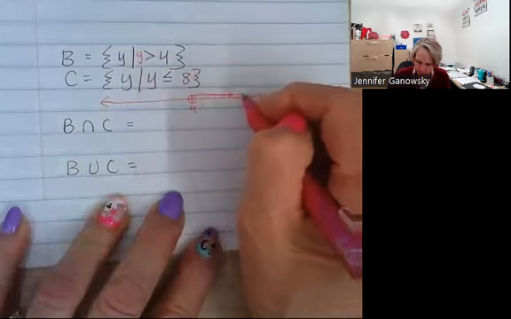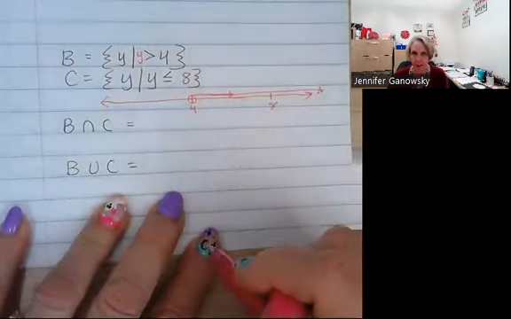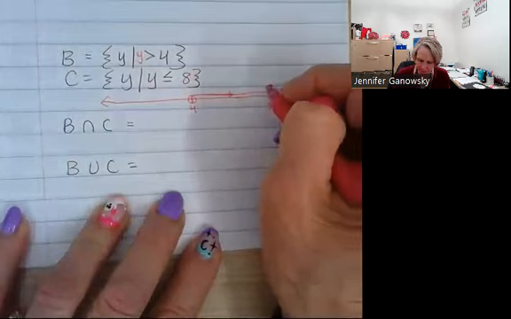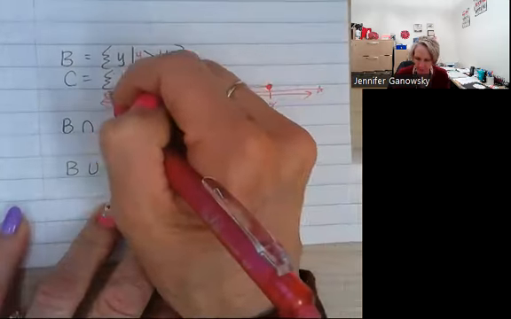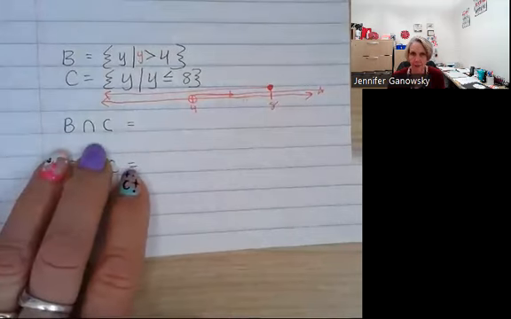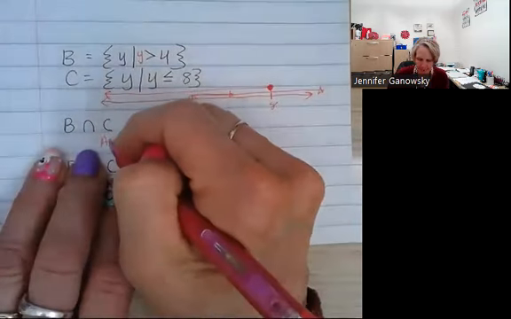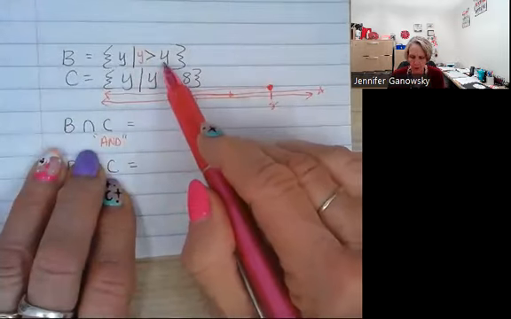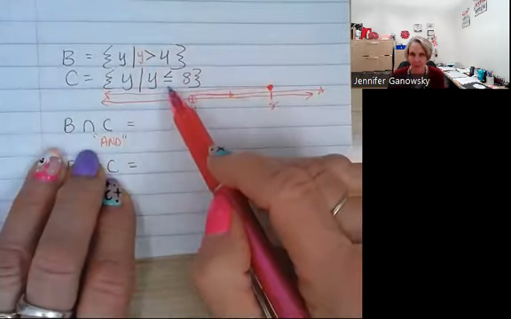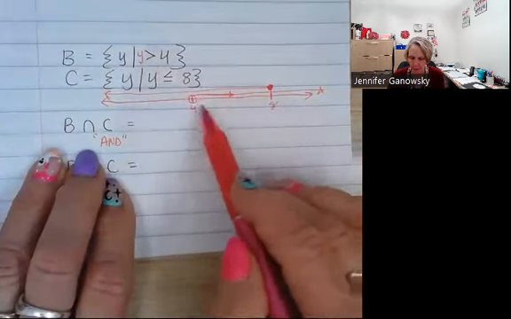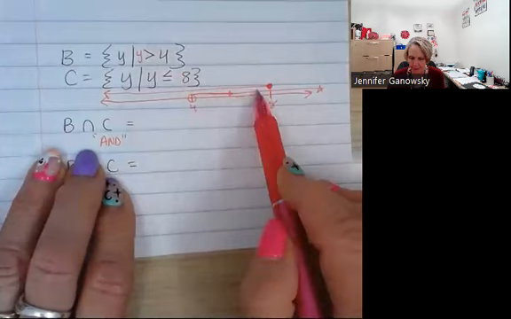So this one is y is greater than 4. That's everything, right? All the way to the right. And this one, I'm just going to do it up a little higher, can be equal to 8, but it's less than. So it's everything that way, right? Okay, so now we're going to do our intersection. Remember, this one means and. Which numbers are greater than 4 and less than or equal to 8? And that means they're in both of these sets. So it's only right here where they're both shaded.